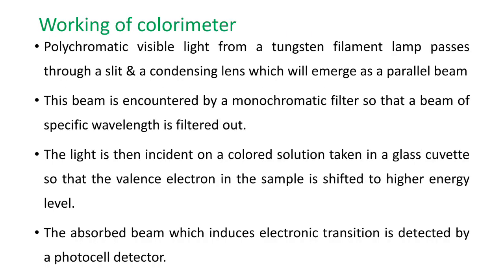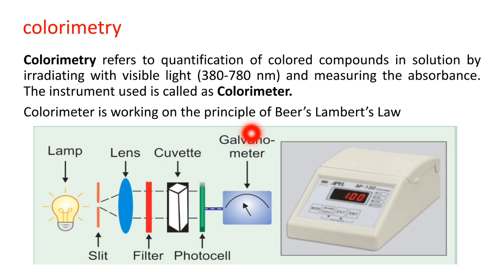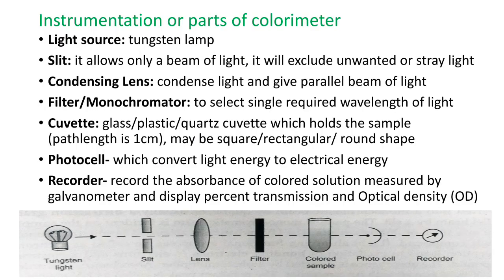Now, the working of the colorimeter. How does the colorimeter work? First, polychromatic light: when we discuss the range, the visible light is 380 to 780 nanometers, which is polychromatic light containing different colors within that narrow range of wavelength.